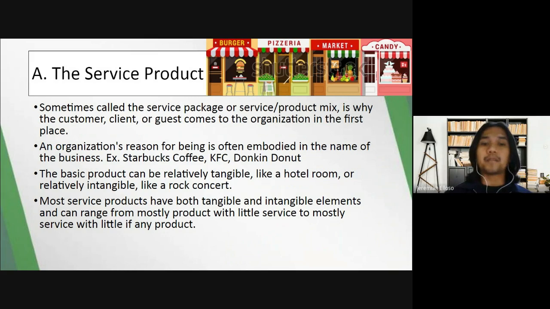Okay. The basic product can be relatively tangible, like a hotel room, or relatively intangible, like a rock concert. So a service product could be both tangible or intangible. Most service products have both tangible and intangible elements, and that can range from mostly product with little service to mostly service with little, if any, product. So it could be a combination.